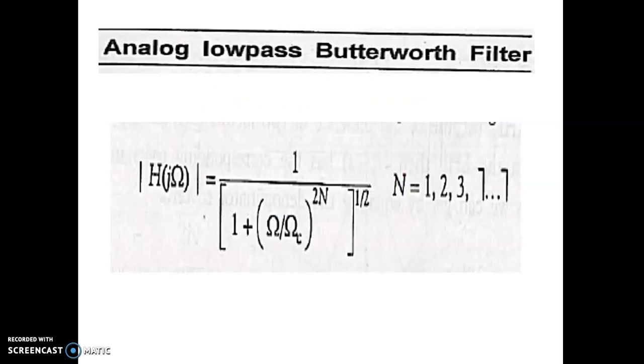The response of an analog Butterworth filter is given by H(j omega) equals 1 upon 1 plus omega by omega c. Observe the type of omega which is being used here, because this is the one which corresponds to an analog filter. So it is 1 upon [1 plus (omega by omega c) raised to power 2N] whole raised to power 1 by 2.